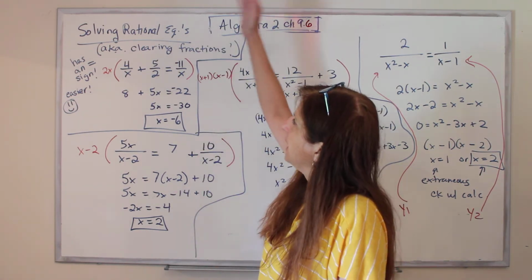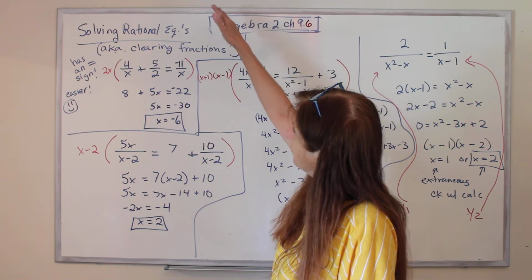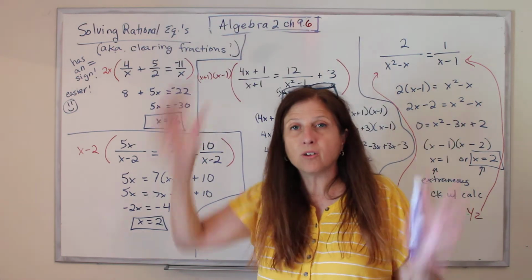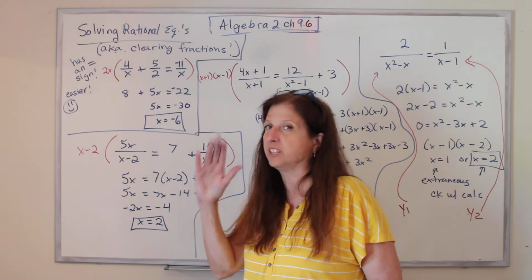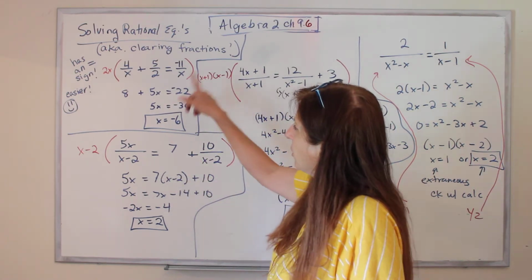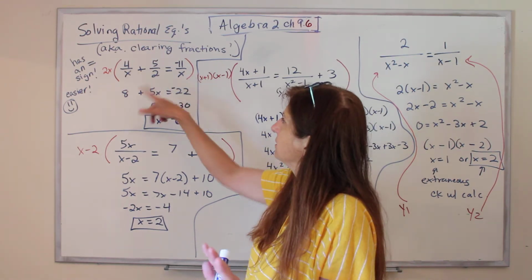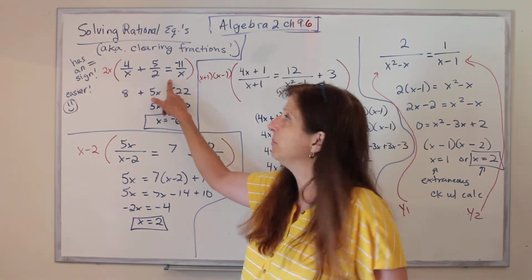Alright, so what we're doing is solving rational equations, and I call this clearing the fractions, and I think this is the most fun and easiest part of Chapter 9. You're allowed to do it if it has an equal sign. So when you see an equal sign with fractions all in here, you go, no problem, I'm going to clear the fractions.